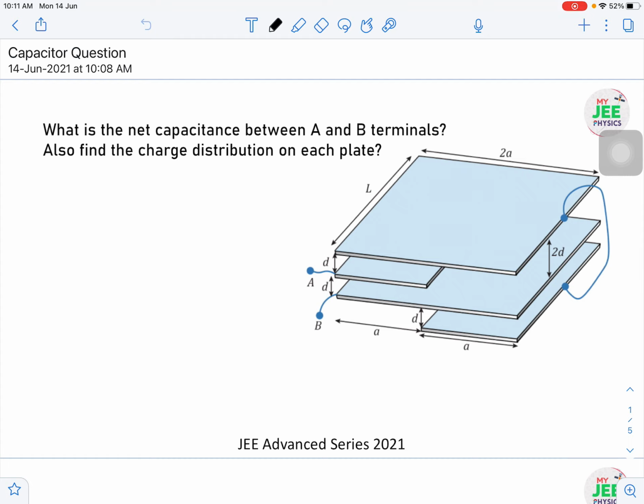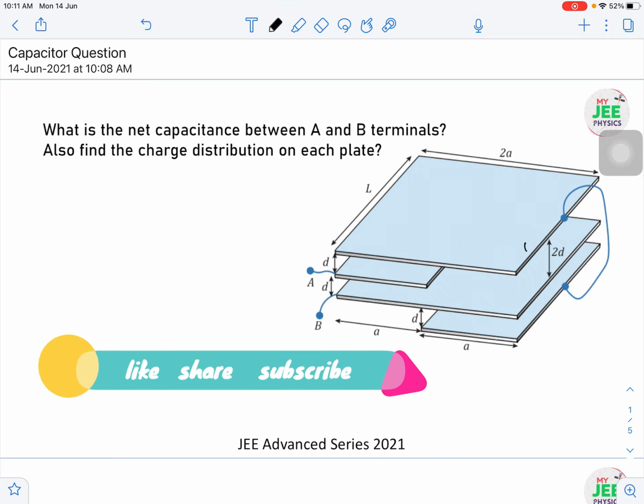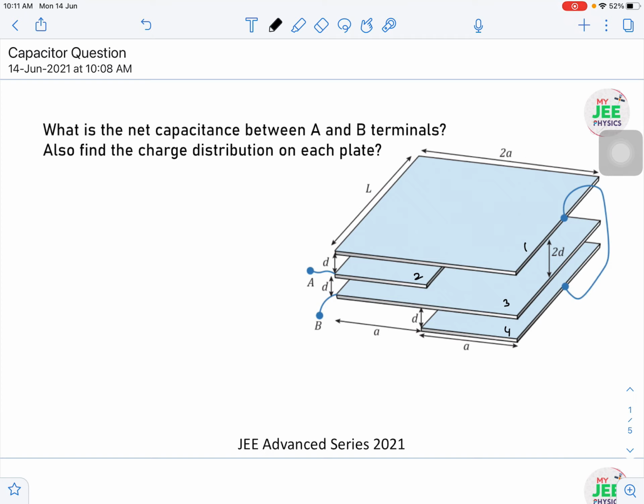So today we are going to do a very good question related to capacitors. I think you have seen the arrangement. One capacitor plate of length L into 2A is the upper plate, but the middle plate is half of it, and there is a third plate. Let us name these plates: first, second, third, and fourth plate. First and third plates are of equal size. Second and fourth are also of equal size, but their arrangement is a little different. We need to find the capacitance between point A and point B, or terminal A and terminal B. I hope everybody will give it a try and come back for the solution.